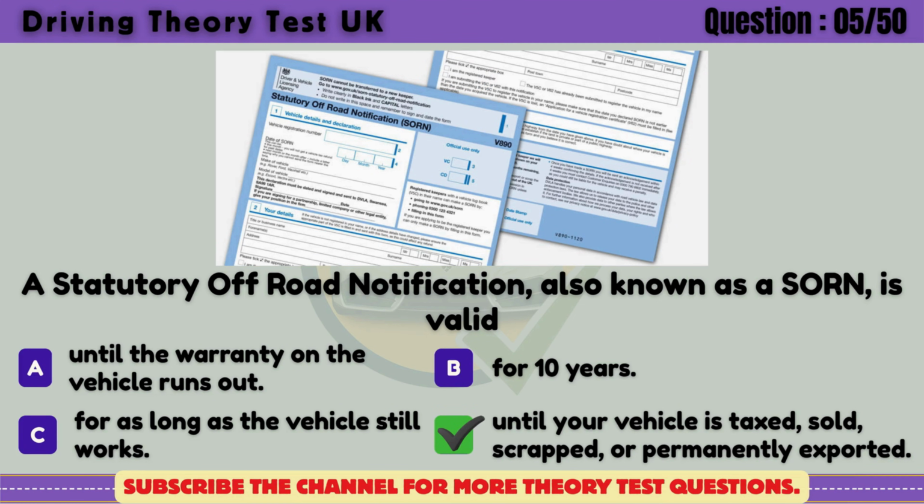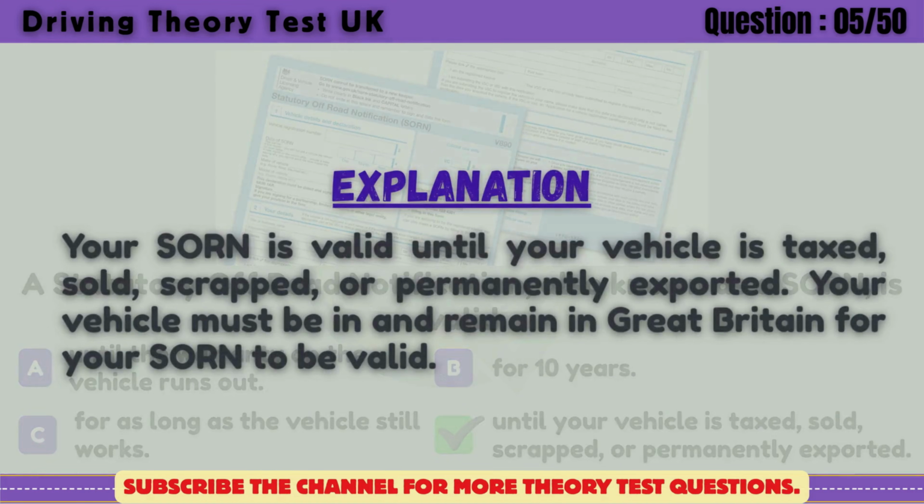Answer is D. Until your vehicle is taxed, sold, scrapped, or permanently exported. Your SORN is valid until your vehicle is taxed, sold, scrapped, or permanently exported. Your vehicle must be in and remain in Great Britain for your SORN to be valid.